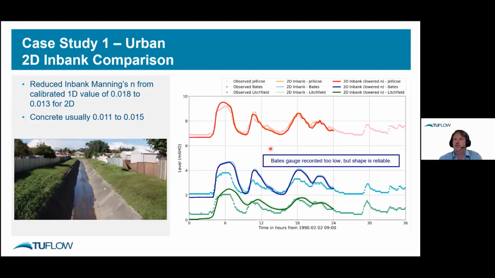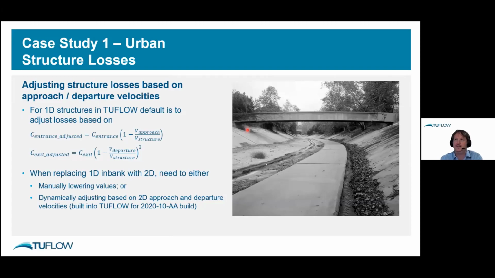So what we did was say, well, maybe we'll reduce the Manning's values, keeping them within industry standard ranges. Notably for the in-bank concrete lined section, it was calibrated to about 0.018, which is probably at the higher end. So if I run that again with a lower value of say 0.013, there's the difference between those results. We can see there that the thinner line is the original 2D in-bank, with a thicker line now being with the lower Manning's value. So it's helped, but it's not really been the magic bullet to fix the difference between them.